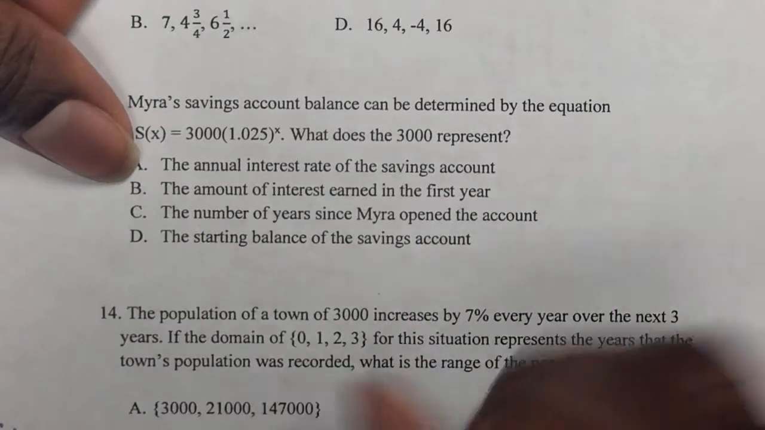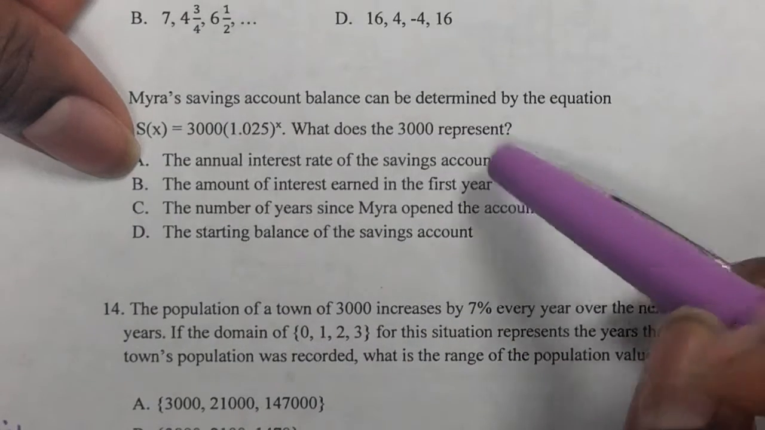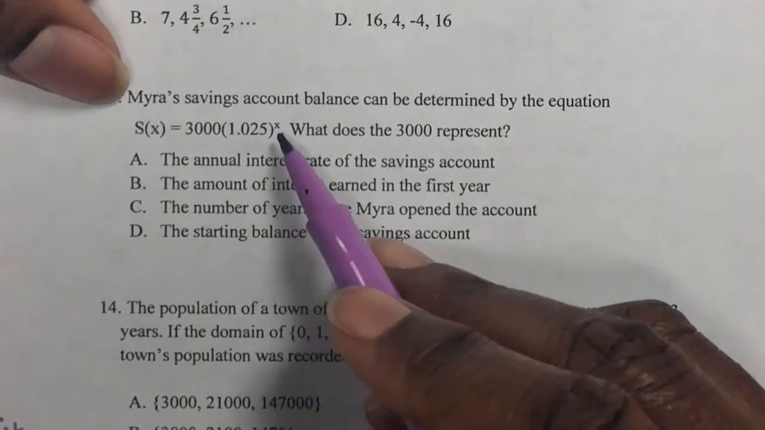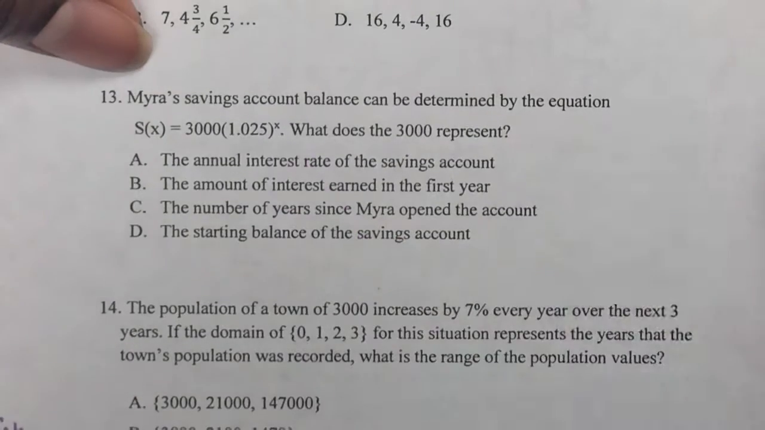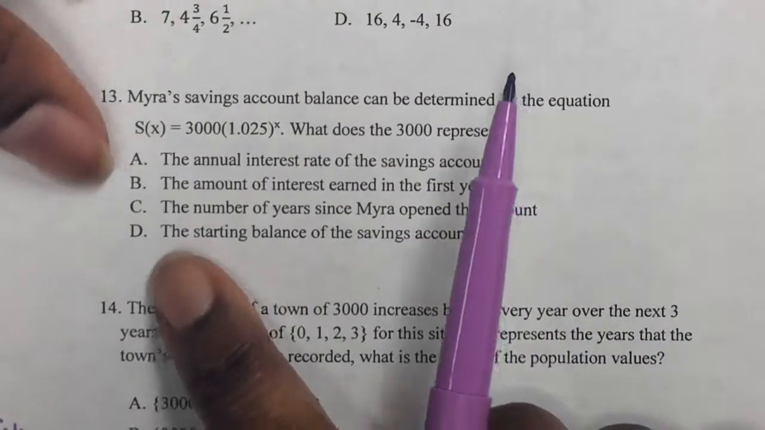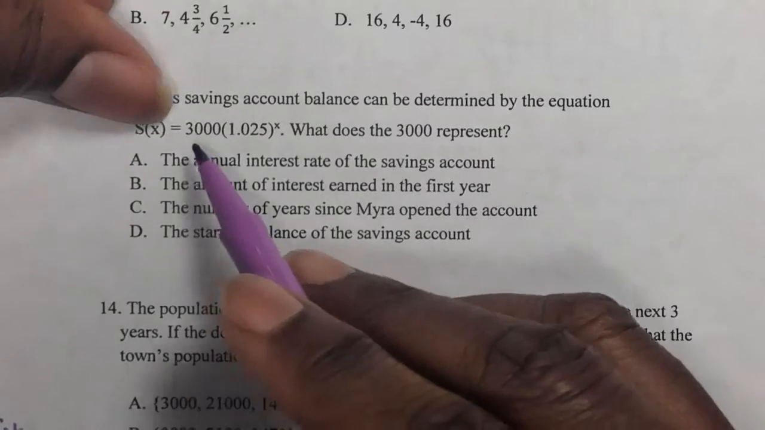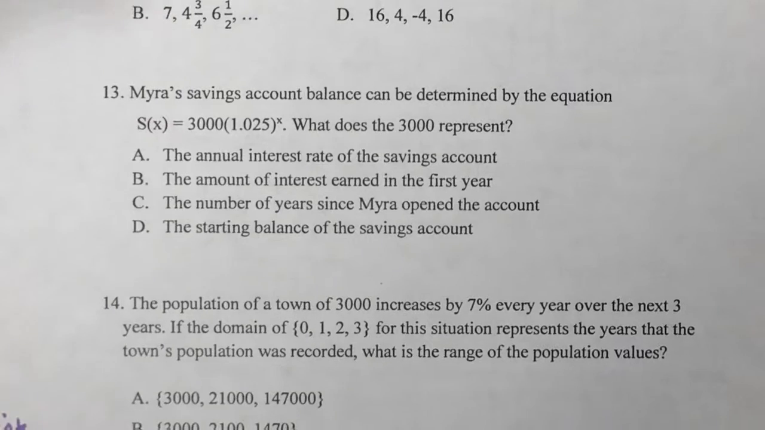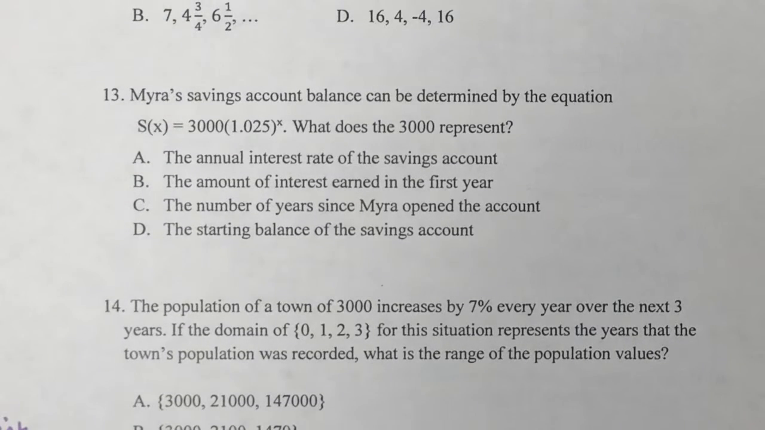The amount of interest earned, no, that's not it. The number of years since Myra opened the account, no, your x would actually represent the years if it was time. Or the starting balance of the savings account. Remember that the a value is the initial value or the starting value. And you'll have to watch part 2 of the video because I have to stop it, as it's almost at 15 minutes.